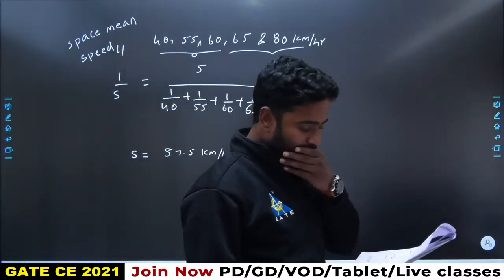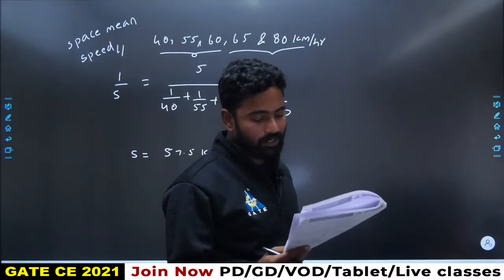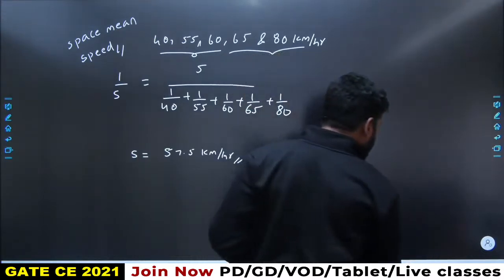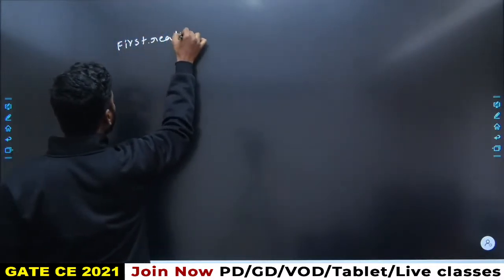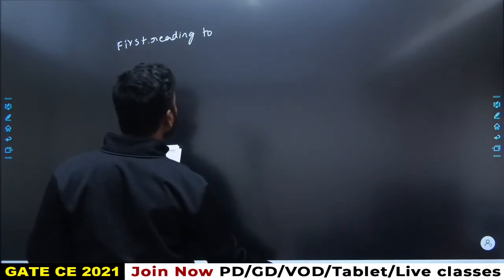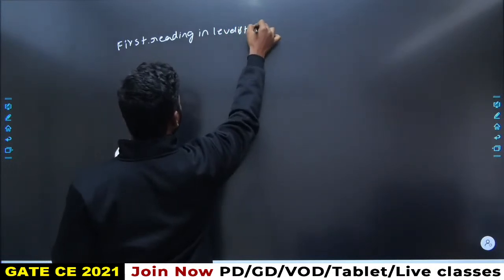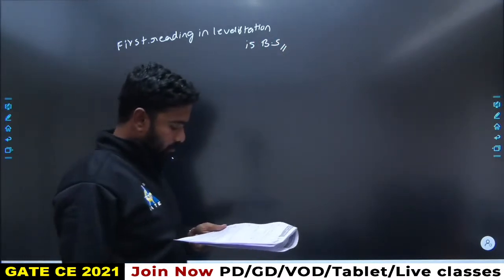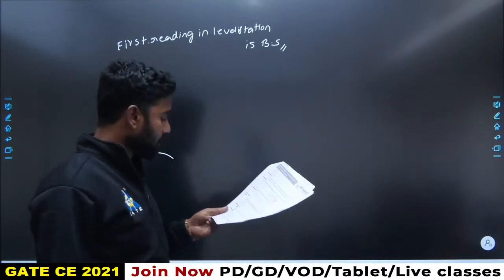Okay. Next question is from your surveying. Select the incorrect statement. First reading from the level station is foresight? No, first reading from the level station is backsight. So that is the incorrect statement. He has given that first reading from the level station is foresight. No, it is wrong. First reading from the level station is backsight.